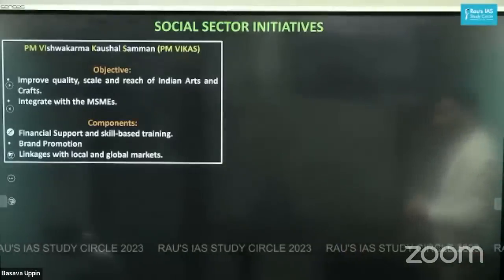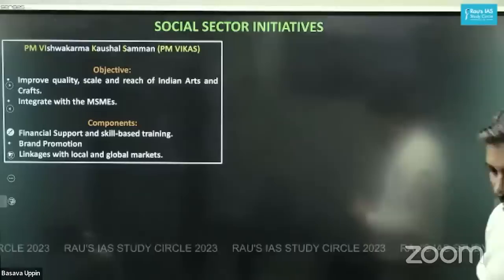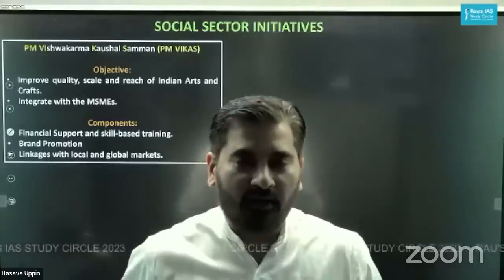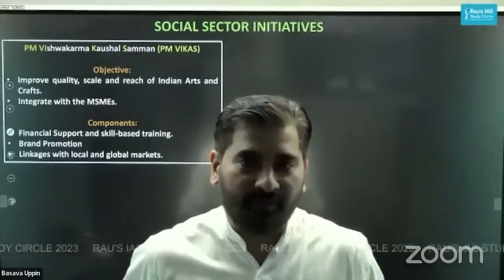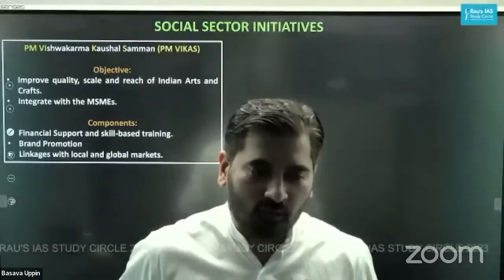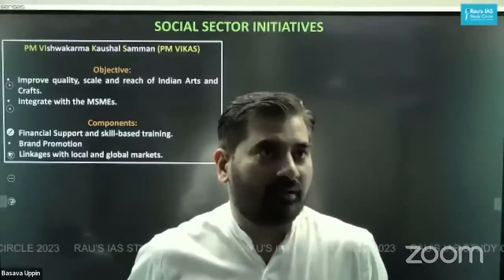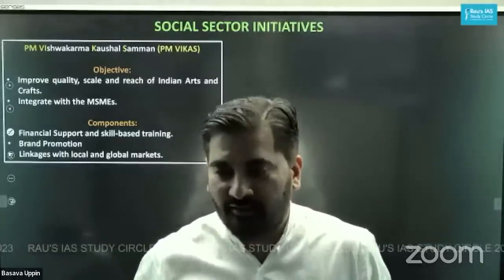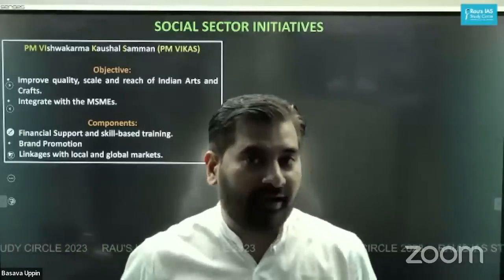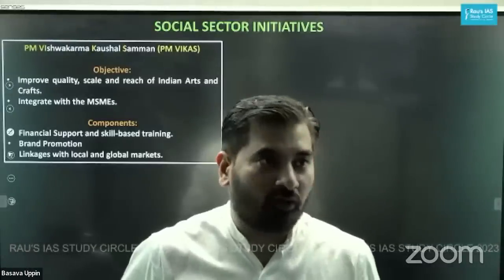Next initiative is PM Vikas. PM Vikas is a scheme which the government has announced in order to support the artisans and craftsmen of India. See, India is a country which is always known for its arts and crafts. For example, some of the arts and crafts of India which are famous across the world are like your Warli paintings, like your Pashmina shawls, Channapatna toys, right?